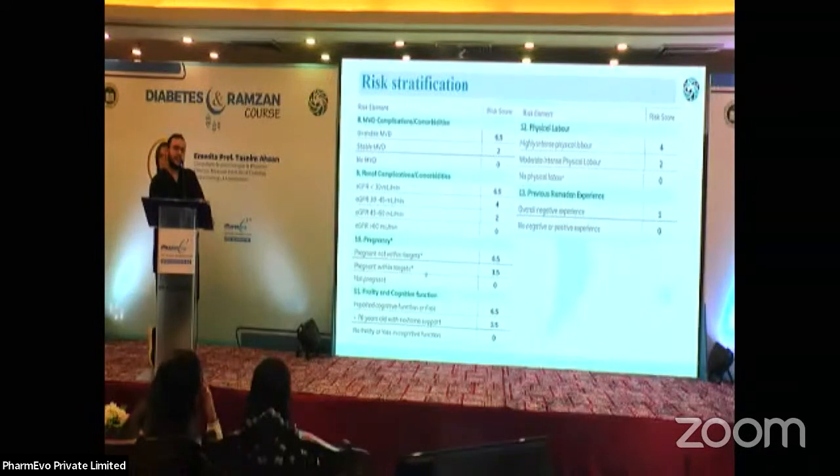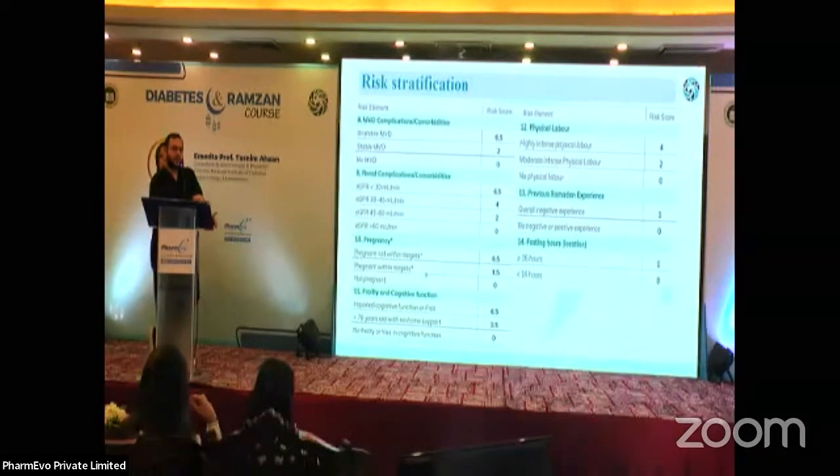Talking about physical labor, there are some professions which involve highly intense physical labor. So we have to give 4 points to those. Moderately intense physical labor, then 2 points, and no physical labor, then 0. We also have to ask the patient about previous Ramadan experience. If overall the experience was negative, then we have to add 1 point.